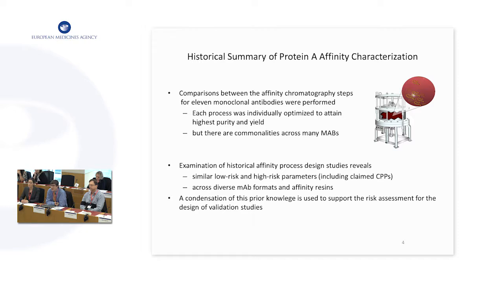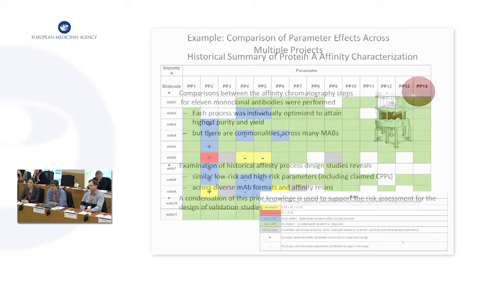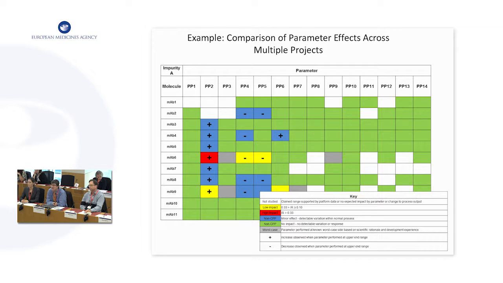So when we did this, we looked at these studies. We saw similar low risk and high risk parameters, and this is true across different mAb formats and also across different affinity resins. So the aggregation of this prior knowledge is now used to support the further risk assessments that we are currently doing and that we will do in the future.